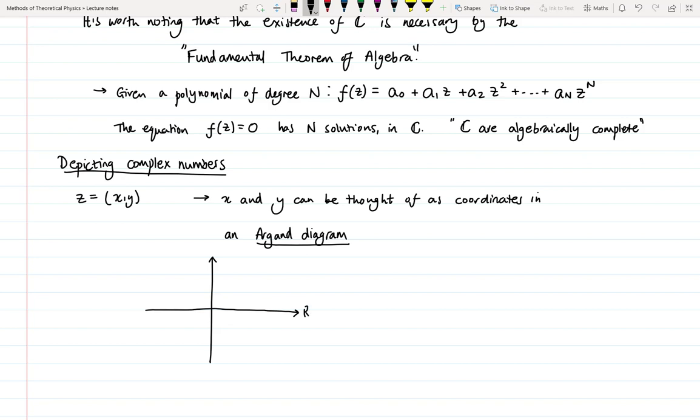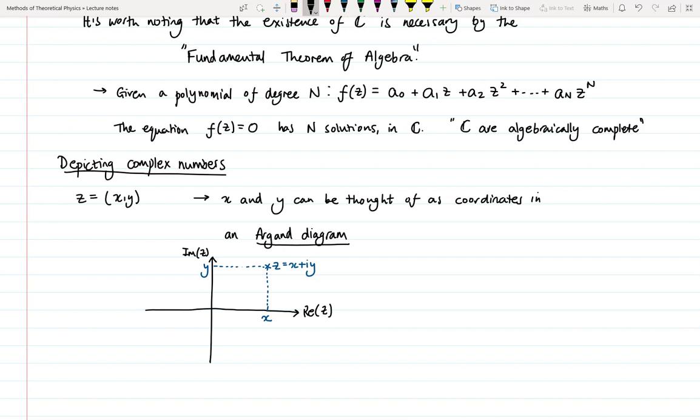So our x-axis is the real part of our complex number. Our y-axis is the imaginary part. Now we can put down some complex number z given by x plus iy. And we can identify the real part of this as the coordinate x, and the imaginary part of this as the coordinate y.